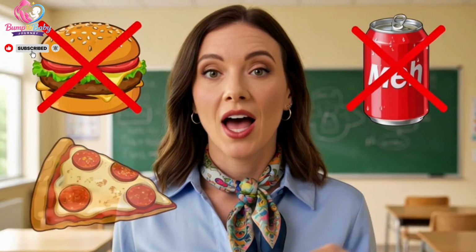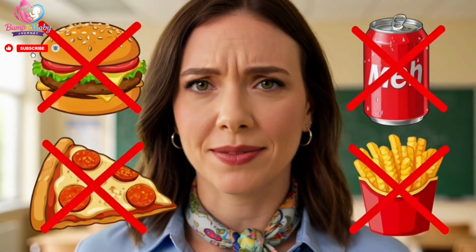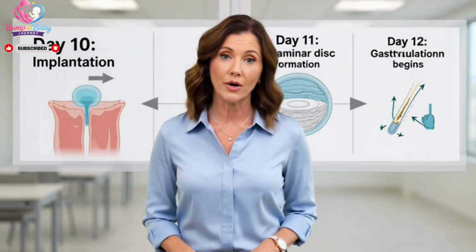Junk food is bad for you. Avoid things like hamburgers, soda, and pizza. These are high in sugar, salt, and unhealthy fats. They harm your body. Let's summarize days 10 to 12 of pregnancy.